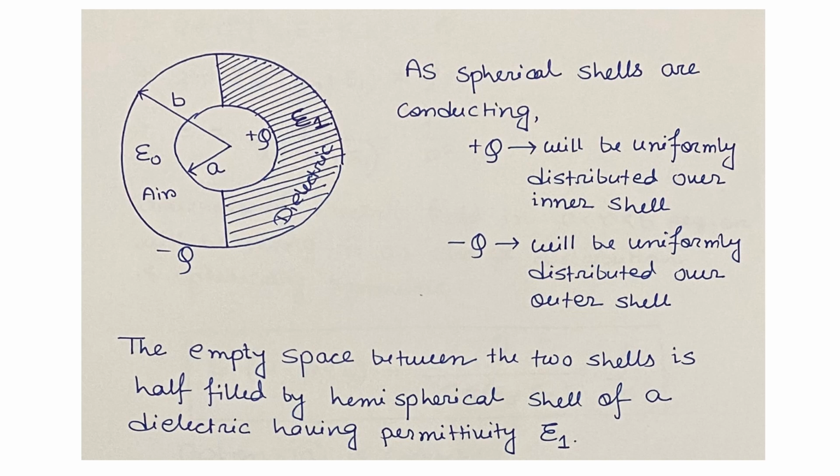According to the question, we are given two concentric spherical shells. The inner shell has the radius small a and the outer shell has the radius small b. As the spherical shells are conducting, the plus q charge will be uniformly distributed over the surface of the inner shell, and the minus q charge will be uniformly distributed over the outer shell. The empty space between the two shells is half filled by the hemispherical shell of a dielectric having permittivity epsilon 1, and the remaining part is air having permittivity epsilon naught.